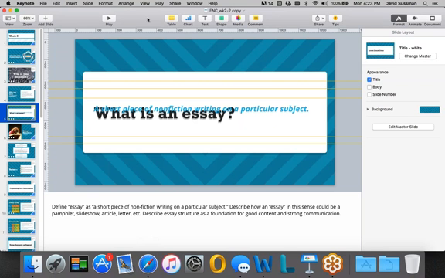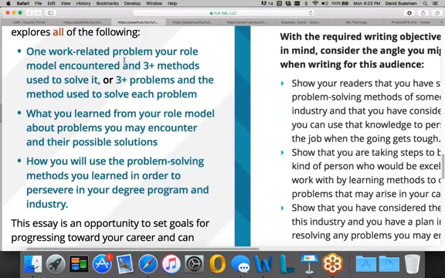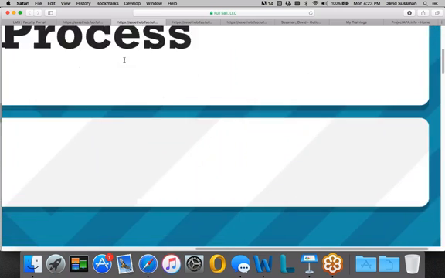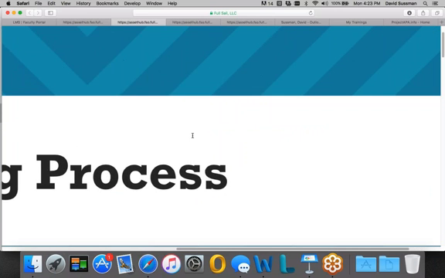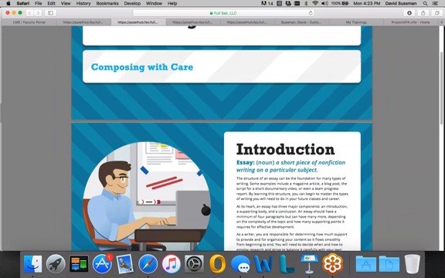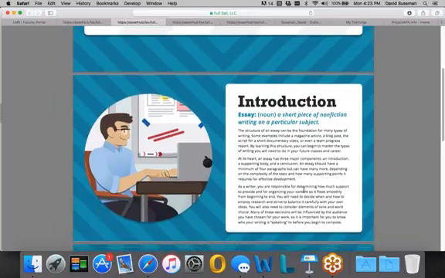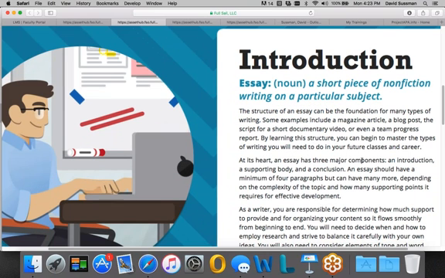page 1, excuse me. Okay, we get a little description of what essay means for this class. A short piece of nonfiction writing on a particular subject. Okay, and again, the assignment sheet goes into a little more information about what an essay is, right? At its heart, an essay has 3 major components: an introduction, a body, and a conclusion.